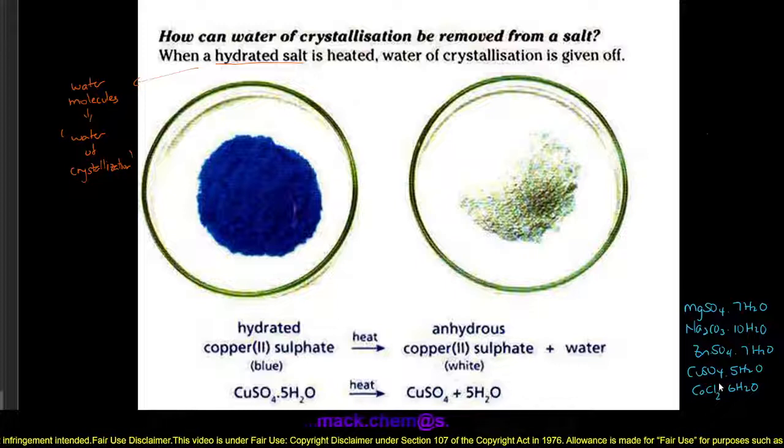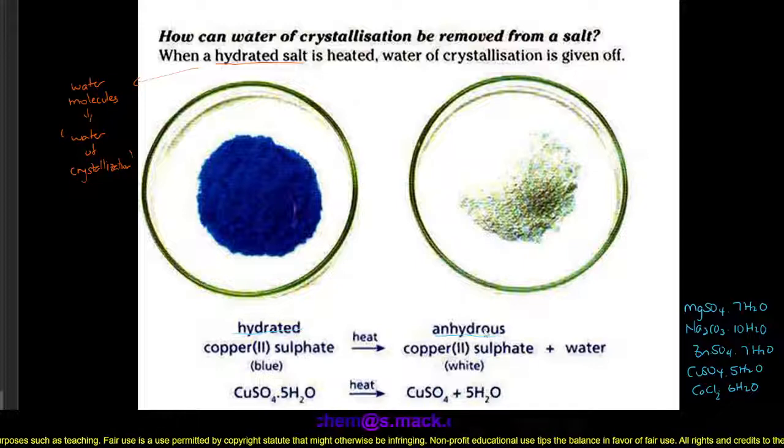On the screen, you're going to see what hydrated copper 2 sulfate looks like. It's lovely blue crystals. And we also see on the screen an equation which shows the heating of these hydrated crystals. On heating, as expected, the water molecules would evaporate and leave the crystalline structure. When these water molecules leave, the salt that is formed is called an anhydrous salt, right, versus the salt which contains the water of crystallization, which is called the hydrated salt.